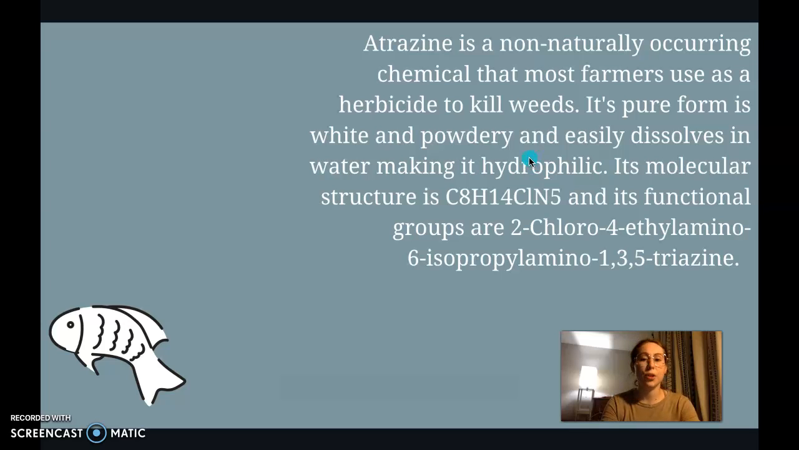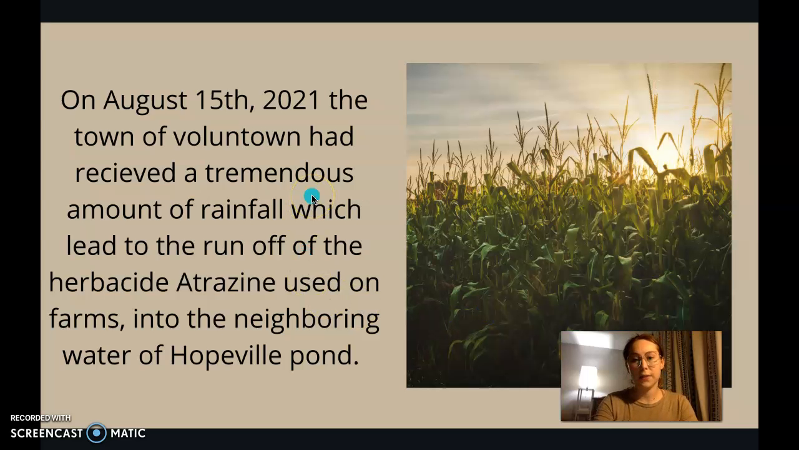Atrazine is a non-naturally occurring chemical that most farmers use in herbicides to kill weeds. Its pure form is white, powdery, and easily dissolves in water, making it hydrophilic. Its molecular structure is C8H14ClN5, and its functional groups are 2-chloro, 4-ethylamino, 6-isopropylamino, and 1,3,5-triazine. On August 15th, 2021, the town received a tremendous amount of rainfall, which led to the runoff of the herbicide atrazine used on farms into the neighboring water of Hopeful Pond.